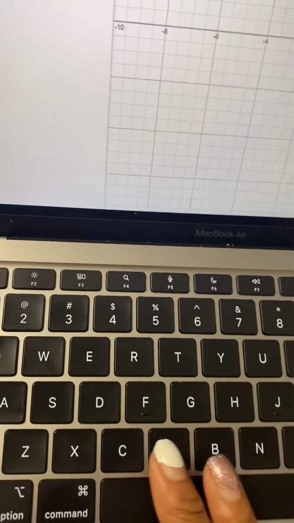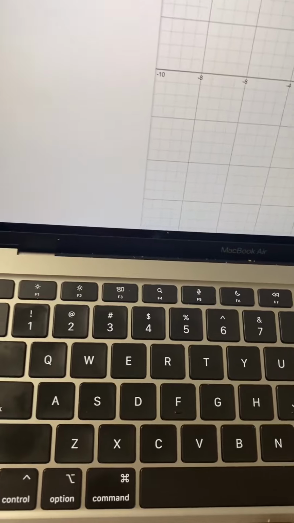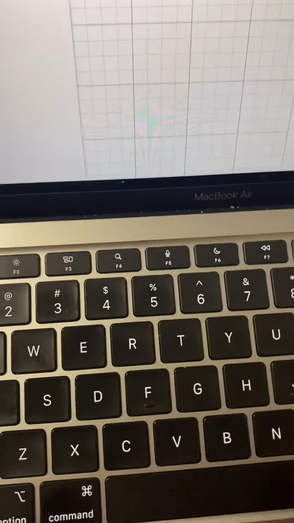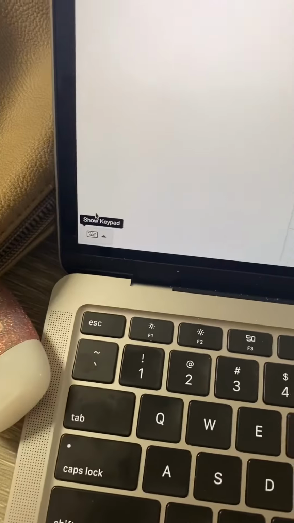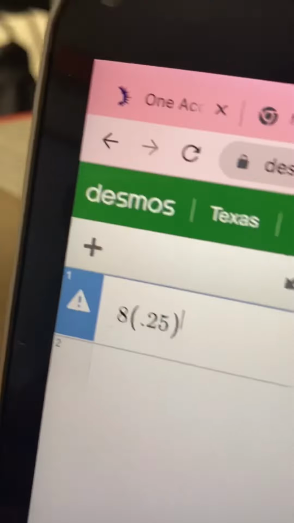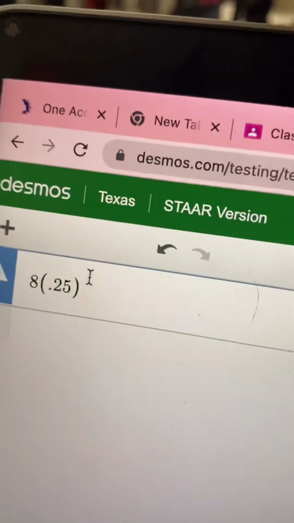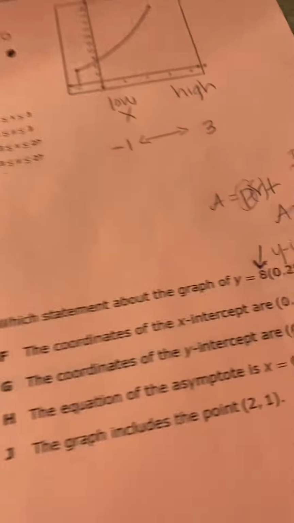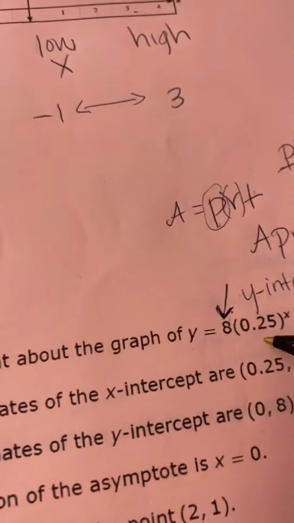0.25. To raise it to the power, you do shift and then 6. It's that little arrow there. Or you can click on your tray here and do a to the b power, that'll raise you up to the top there, and put your x, okay? And there you have your curve. So 8 times 0.25 to the x power will give you an exponential.